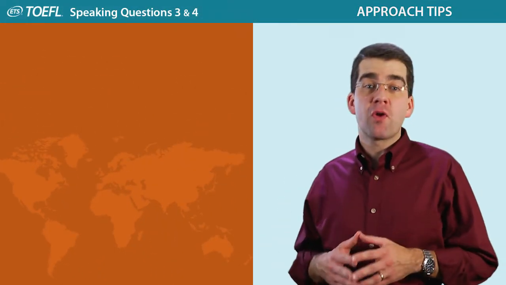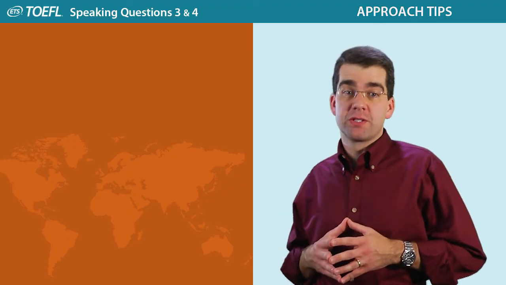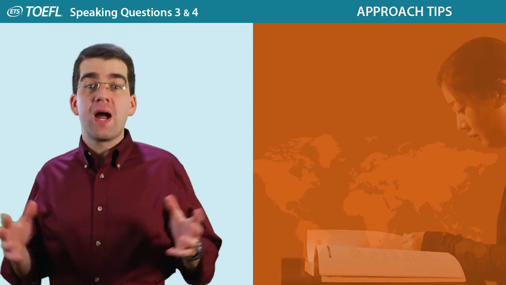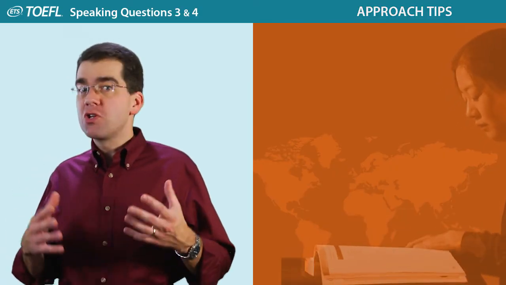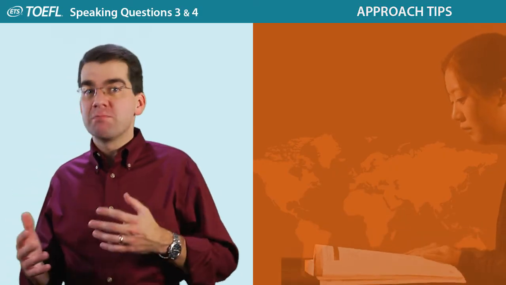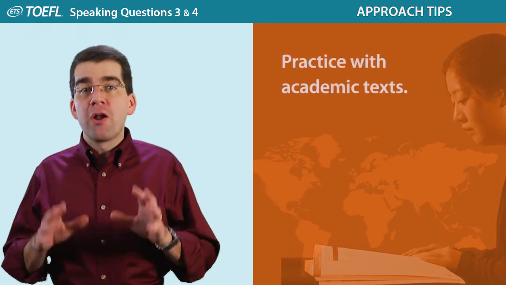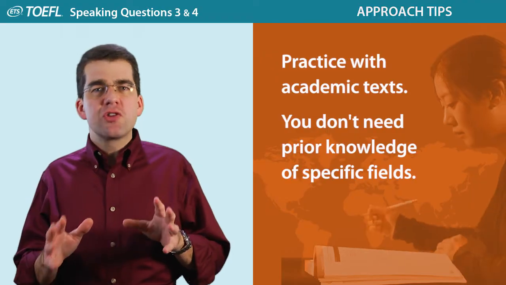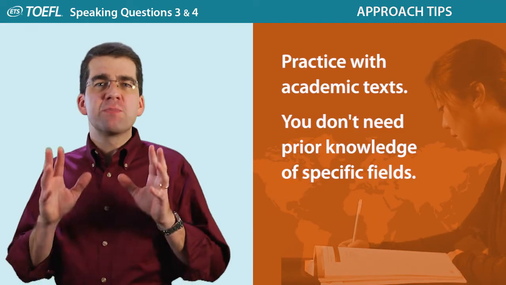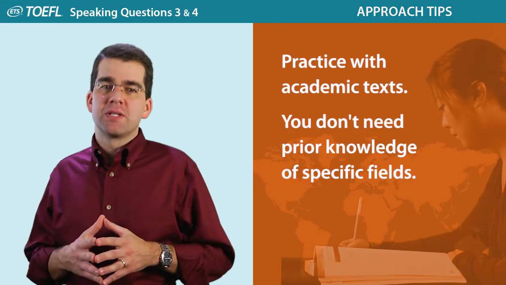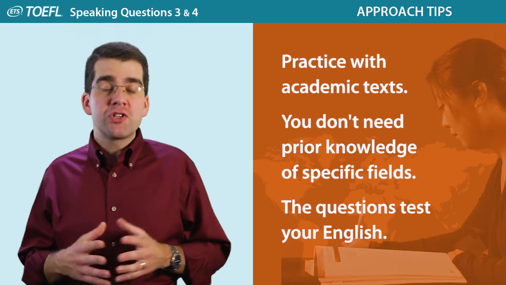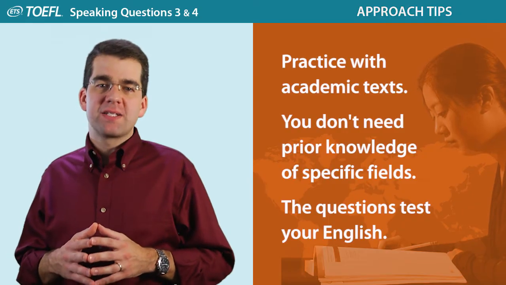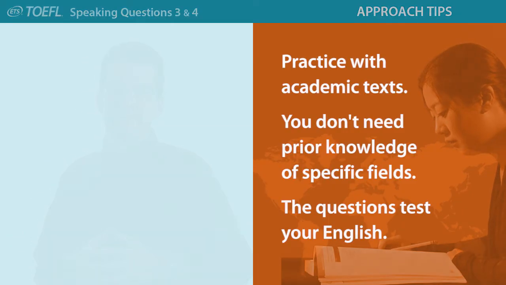Now here are some tips for how to approach these kinds of speaking questions. Number 1, the topics for these questions can be from a variety of fields: life science, social science, physical science, history, art, literature. And although it's important that you practice with academic texts, the questions are designed so that you don't need any prior knowledge in a specific field to answer the question. In other words, even though a question is about an academic topic, ultimately it's not testing your knowledge of that topic. It's testing your English.